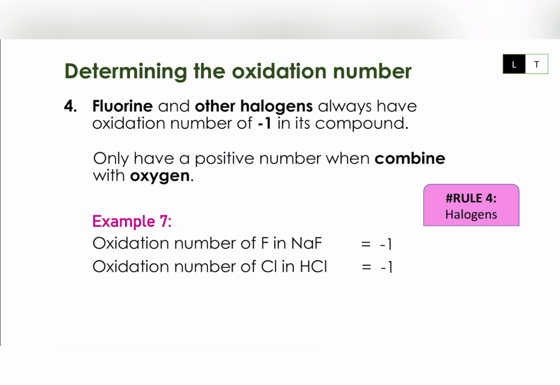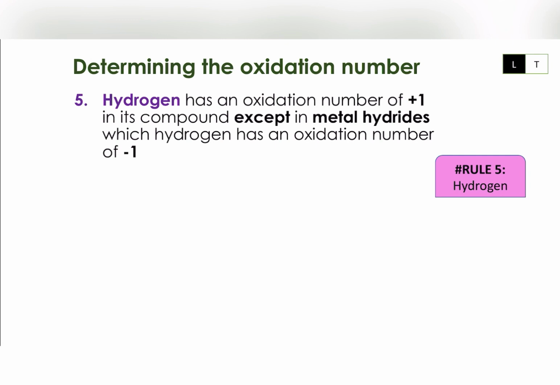But when I have Cl2O7, this is where your halogen chlorine combines with oxygen. So it will not be -1 anymore. For this case, it will be +7. Next one, we have rule number 5, which is hydrogen.